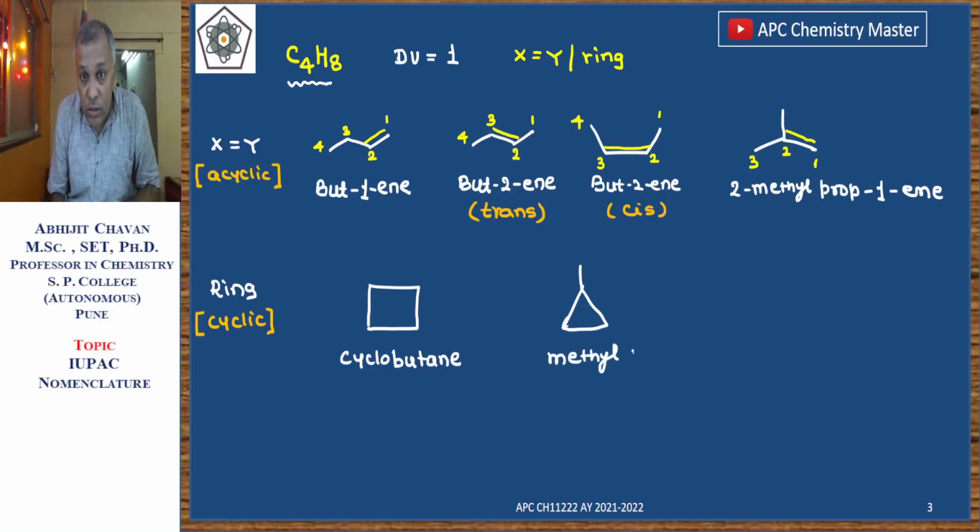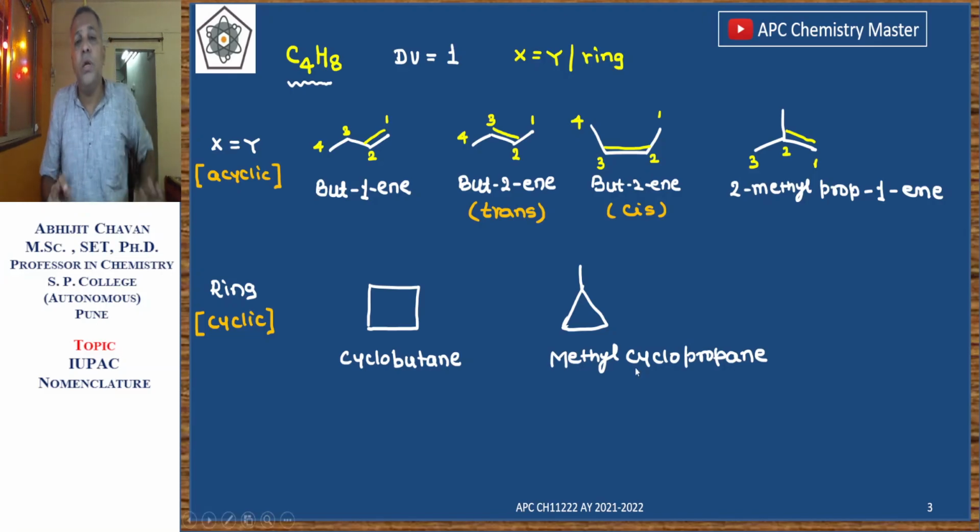Yes, very good. Then cyclo, very good. And how many carbon atoms? 3. Therefore prop. And all carbon atoms in a cyclic ring are single bonds, therefore the name will be propane. Methyl cyclopropane, or 1-methyl cyclopropane. You can also write it down that way, or you can write simply methyl cyclopropane.